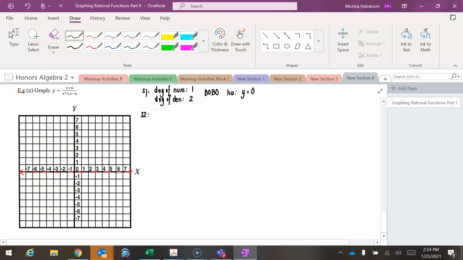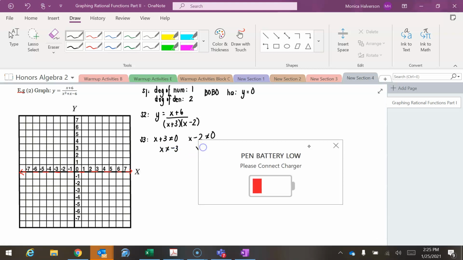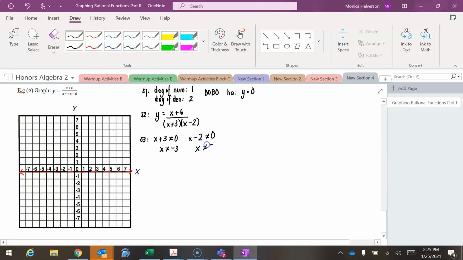Step 2, we're going to factor. Here, all we can do is factor the denominator to x plus 3 times x minus 2. Okay, so step 3 is state the limitations. So x plus 3 cannot equal 0. X minus 2 cannot equal 0. So x cannot equal negative 3. X cannot equal 2, which means that our domain will be negative infinity to negative 3, and negative 3 to 2, and 2 to positive infinity.